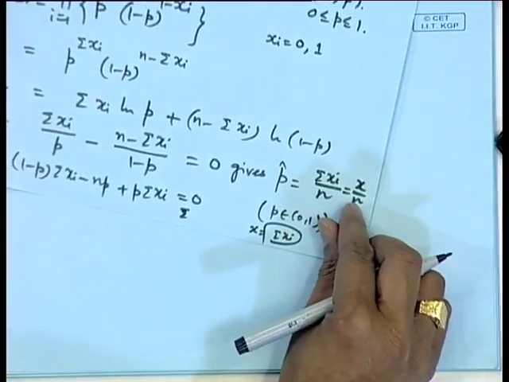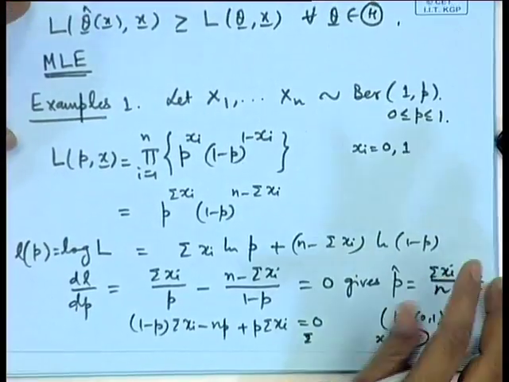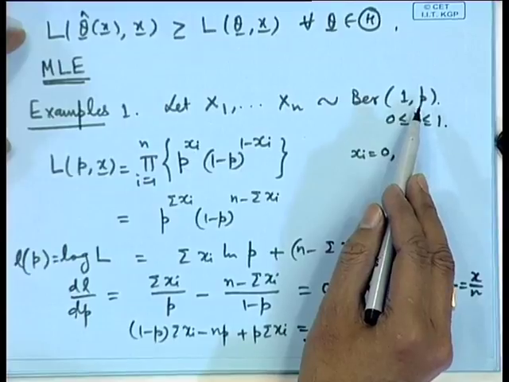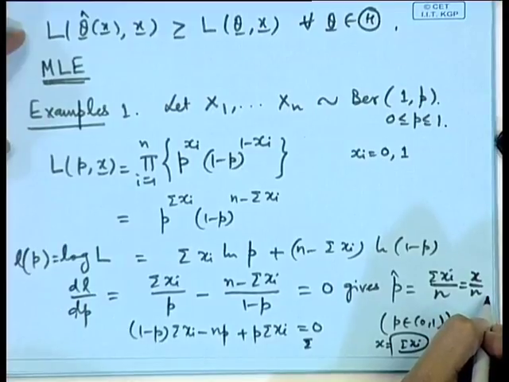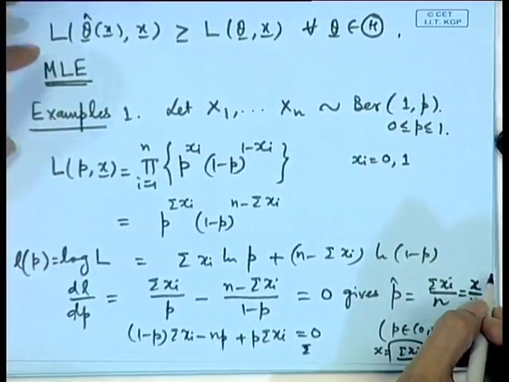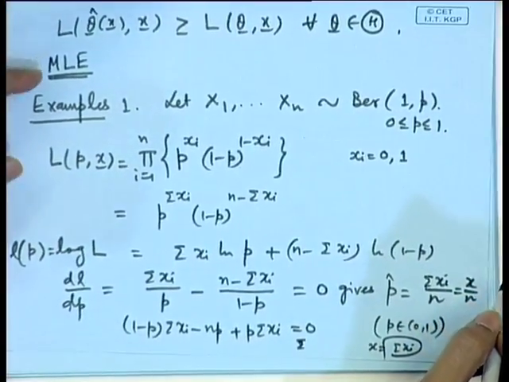If you compare it with the method of moments estimator, actually it is the same thing here. That means the maximum likelihood estimator of the probability of success is actually the number of successes in n trials divided by the number of trials, that is the proportion of successes, which is a very logical estimator and it is coming through the method of maximum likelihood estimation.